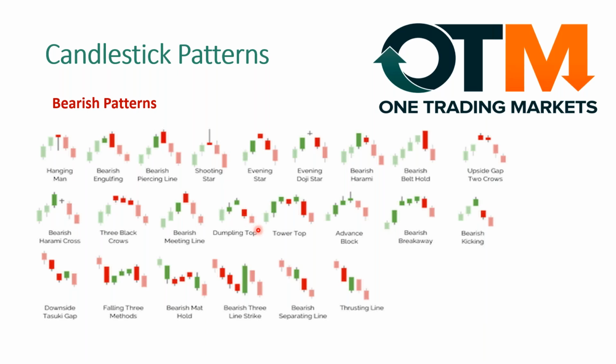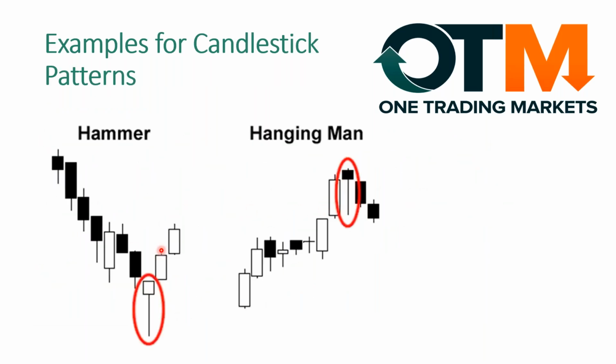All right, on the bottom here we're going to talk about continuation bearish patterns. Before we do, let us look at one example real quick. This is what we call a hanging man. The market was going up, we saw the hanging man, and we know this is a reversal signal. We were having an uptrend, now we're having a downtrend.